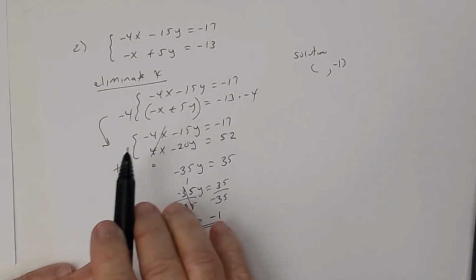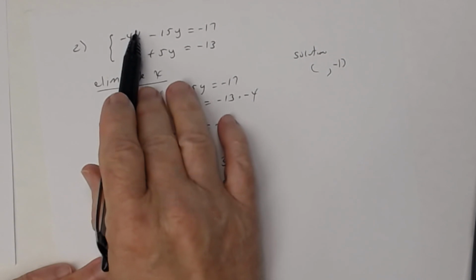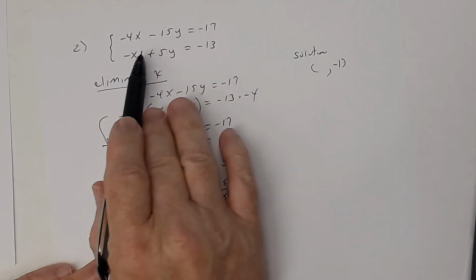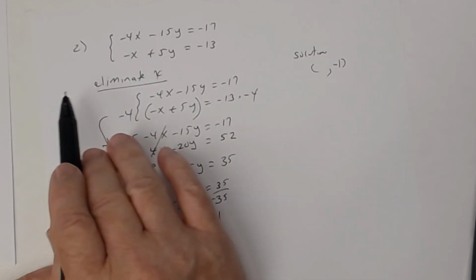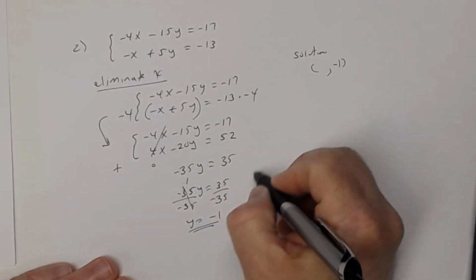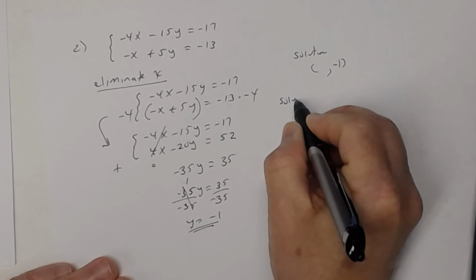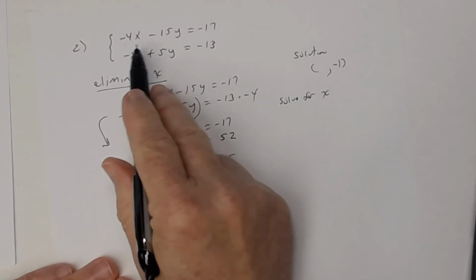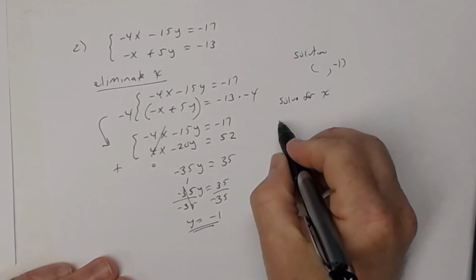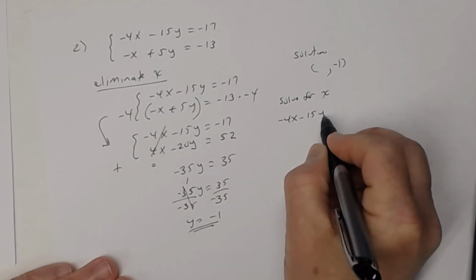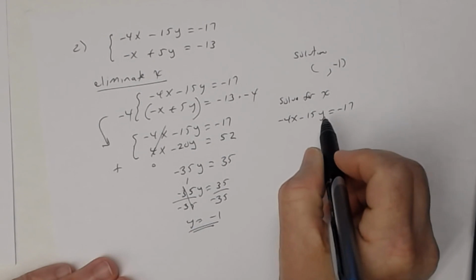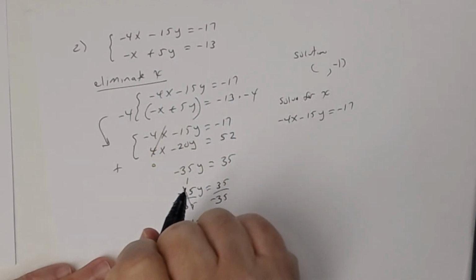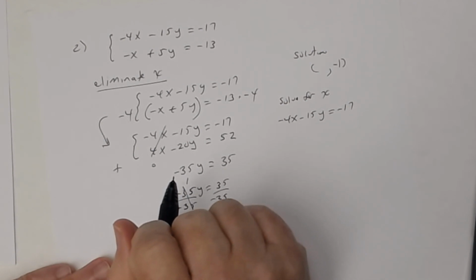Now we have to go back and find the x coordinate. And remember, that's where you go to the original problem. Does not matter which of those equations you choose. We saw that in number 1. Does not matter. So now we have to solve for x. We found y. Now we have to solve for x. So let's go back to the first one. We have negative 4x minus 15y equals negative 17. Does not matter whether you use the first one or the second one. You'll get the same value for x. You could try it. You'll see you will.